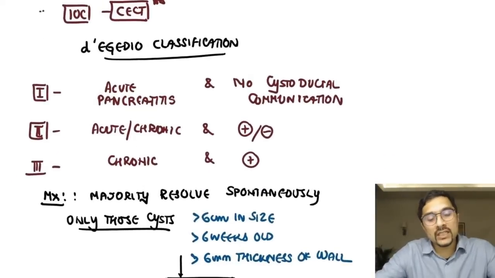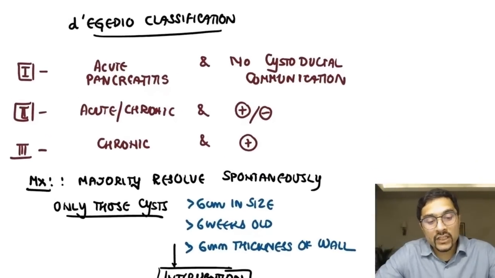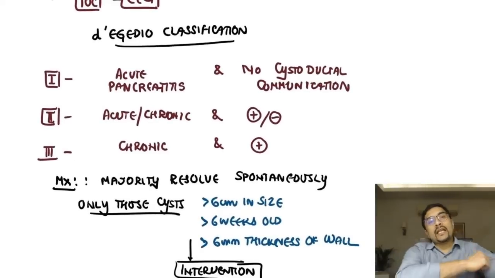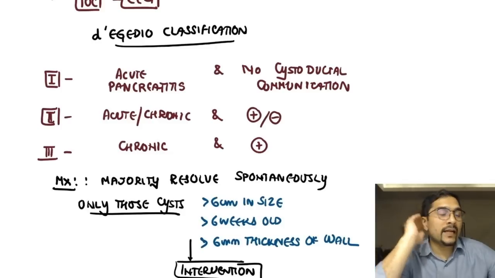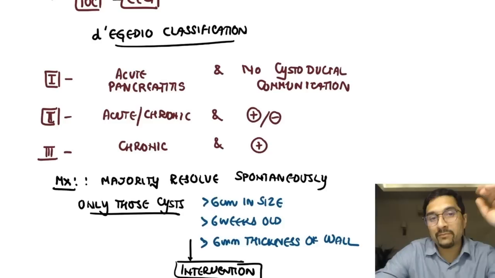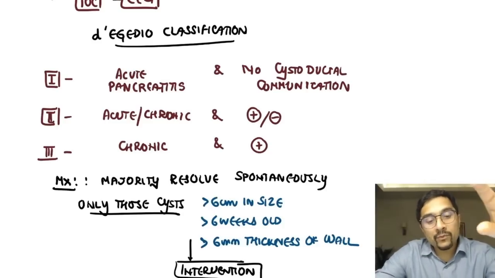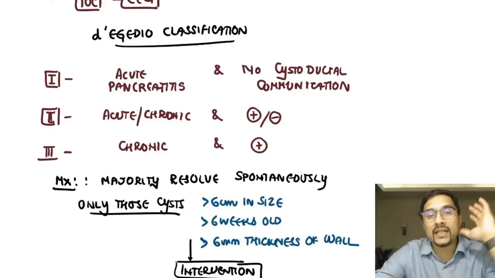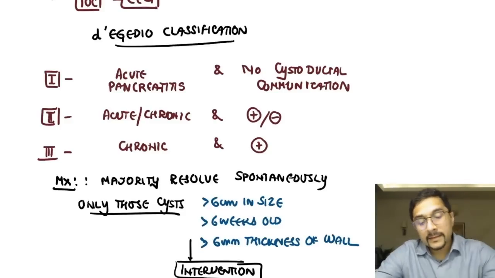And you know for pseudocyst there is the D'Egidio classification. In this classification, one type of cyst is seen in acute pancreatitis and usually they don't communicate with the main pancreatic duct. Type 2 can be seen in acute or chronic and they can communicate with the duct, and type 3 is usually seen in chronic pancreatitis and there is invariably a communication with the main pancreatic duct.